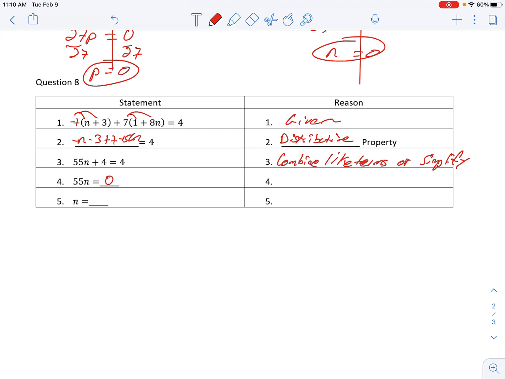And then I subtracted 4 to get 0. And that was my subtraction property of equality. And then lastly, we divided by 55, and 0 divided by 55 is still giving me that 0. So division property of equality.